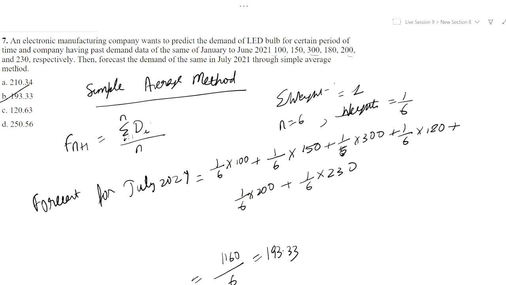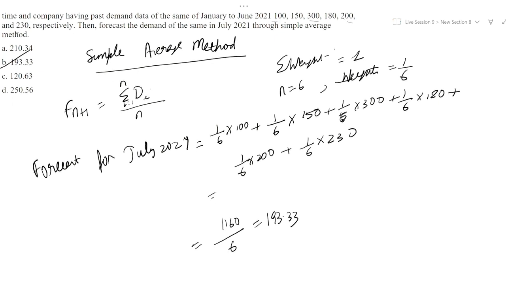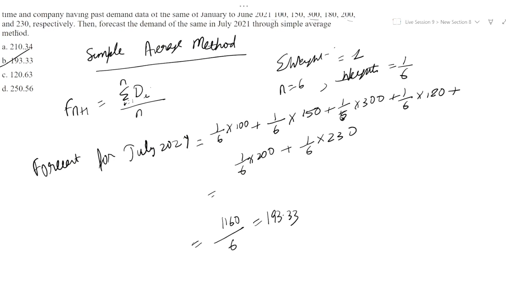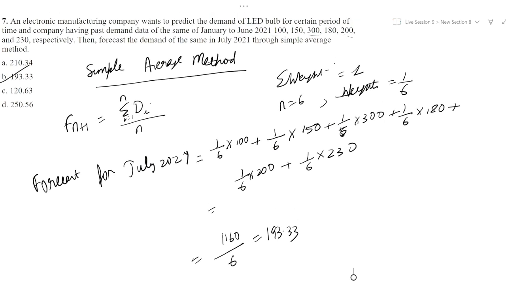Okay, this we can also write simply, rather than complicating this, as 100 plus 150 plus 300 plus 180, just the summation of all the demands by the number of demands.